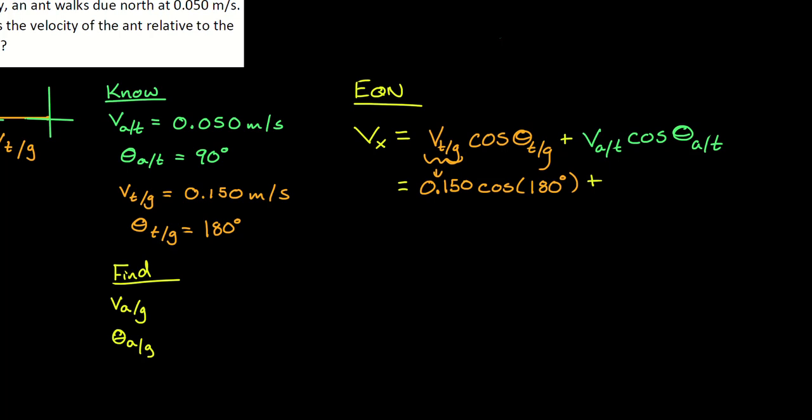Okay, plus, help me plug and chug here. I'm just going to call on everybody. Kalisha, what's the velocity of the ant relative to the tray? That is loud and confident. I love it. She says 0.050 times the cosine of... What is the angle theta that the ant travels at relative to the tray?